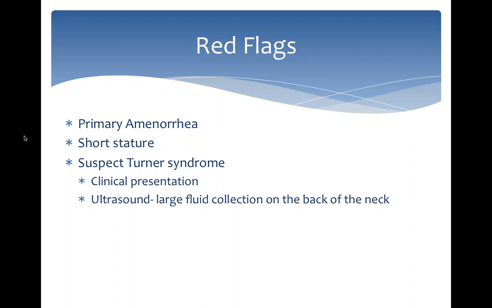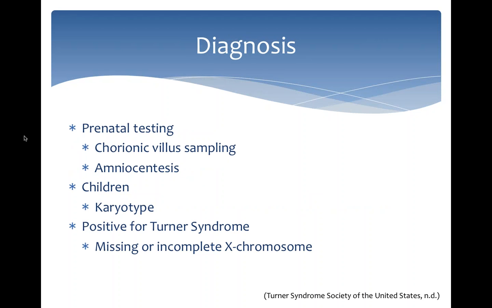Once you suspect Turner syndrome, you can run some diagnostic tests. Prenatal testing includes chorionic villus sampling, which, as you're aware, is performed during the first trimester, and you examine part of the placenta with this test. There's also amniocentesis, which is performed during the second trimester, and you examine the amniotic fluid here. In children, you can do karyotyping. And if the test is positive for Turner syndrome, you'll notice that they have a missing or incomplete X chromosome.